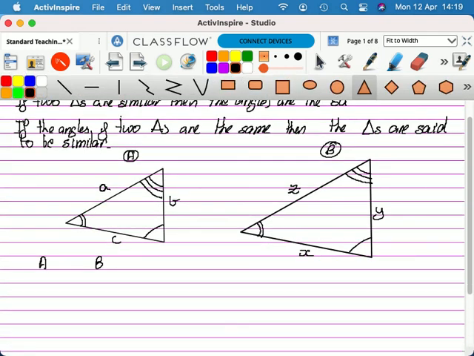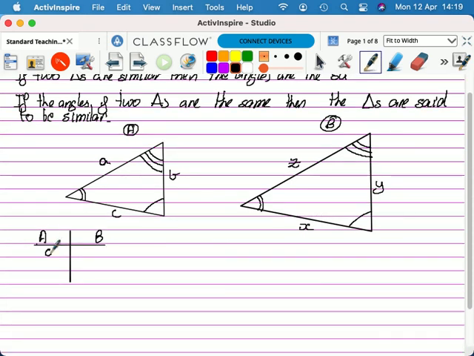I'm going to draw this as neatly as I possibly can. So I'm going to put a line down the middle. I want this to be as neat as possible. Just a line across there. And I'm just going to pick the letter a off triangle A. What does that correspond with? What does that match up with on the second triangle?